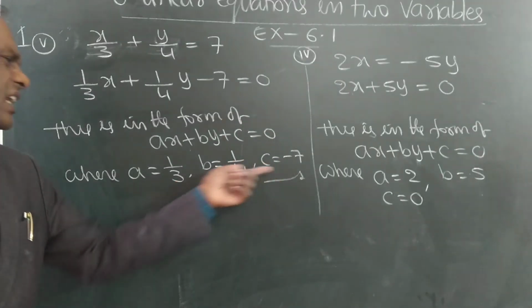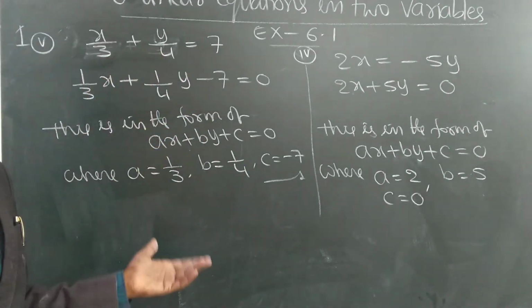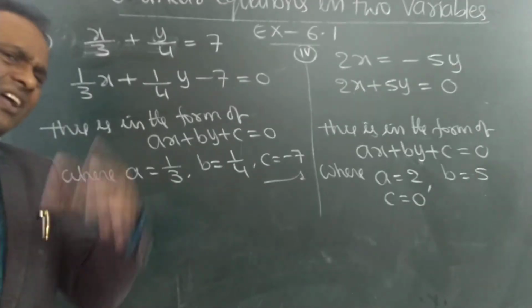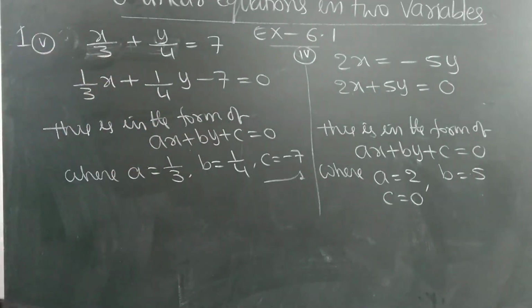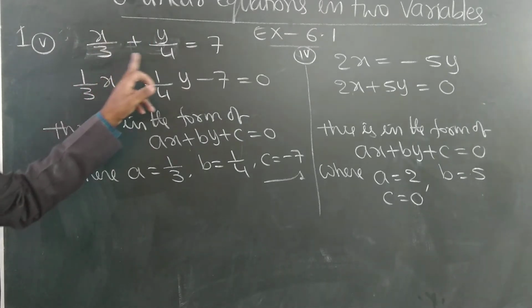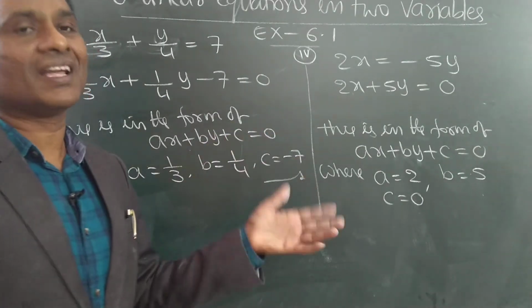The textbook answer is given like this, but generally we take LCM and we simplify. In that case, A value will be different, B value will be different, C value will be different. That is also correct. If we take LCM, we may get A is equal to 4, B is equal to 3, and 3 4s are 12, 84, minus 84 will be the C value. That is also correct.